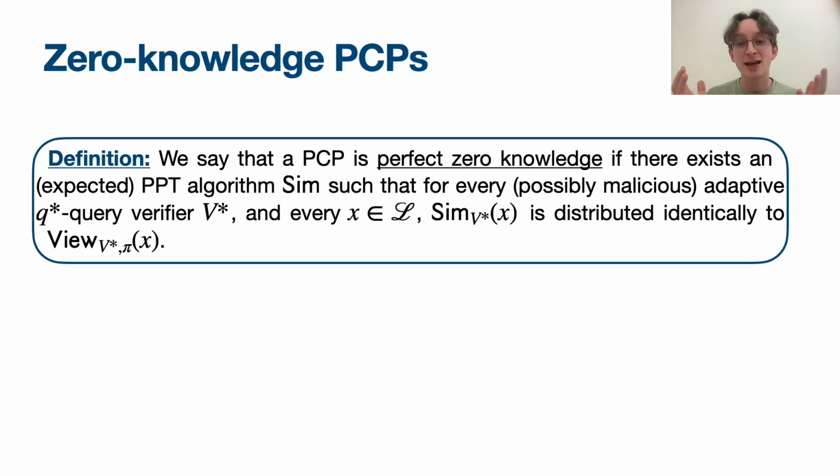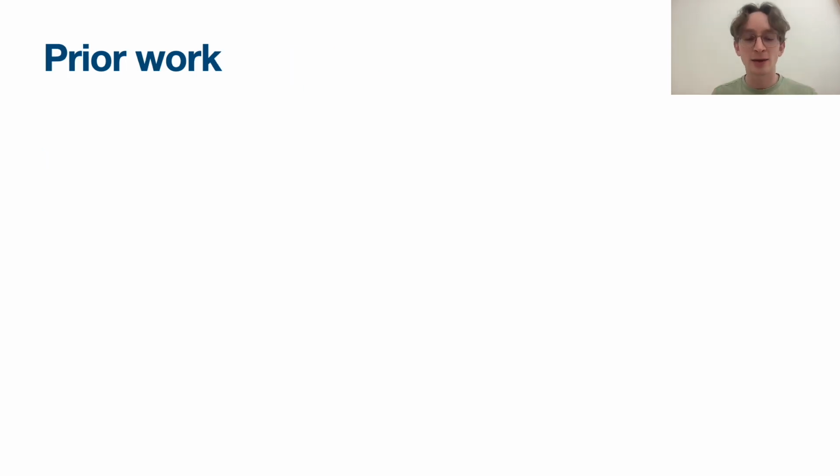And I'll quickly say that this is the full definition, so I'm not really hiding anything. Everything I've just talked about is exactly what's going on. We say a PCP is perfect zero knowledge if we have a simulator which is able to, for any malicious, even adaptive, verifier, output its view. And by view, I just mean the randomness and the set of queries and query responses that it would see.